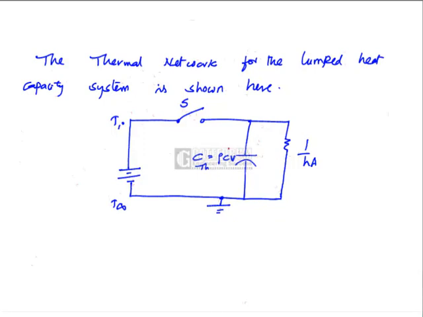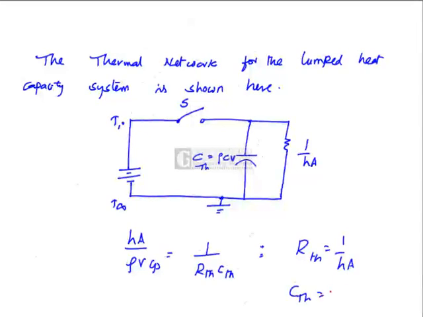Here we should notice that the thermal capacity of the system is charged initially at the potential T0 by closing the switch S. Then when the switch is opened, the energy stored in the thermal capacitance is dissipated through the resistance 1 by hA. Here the thermal system and electrical system are analogous. So we could construct an electrical system like a thermal system as long as hA by rho V Cp is equal to 1 by thermal resistance into thermal capacitance, where thermal resistance is 1 by hA, and thermal capacitance is rho Cp into volume, or mass into specific heat.